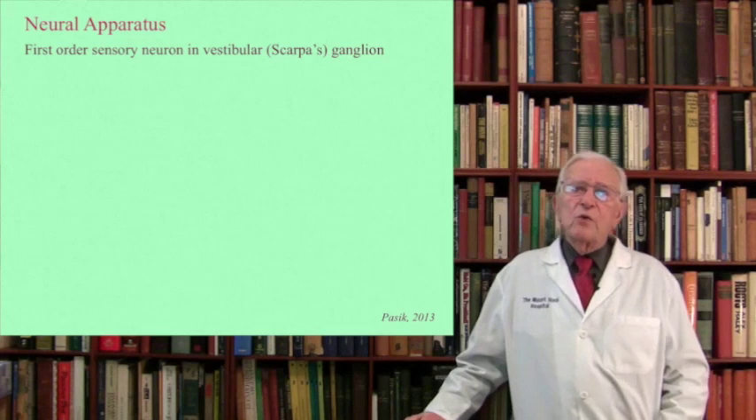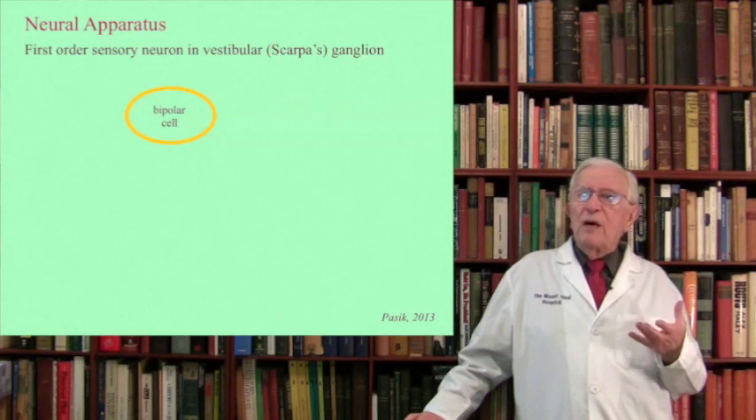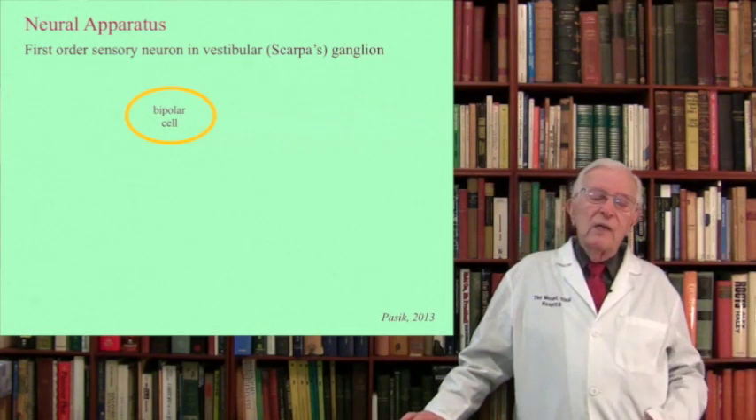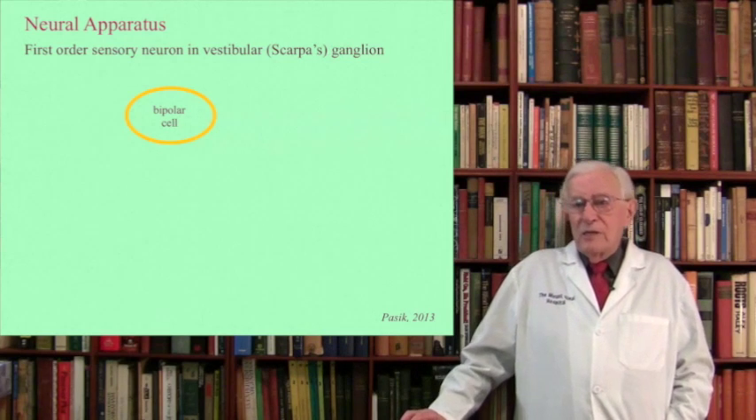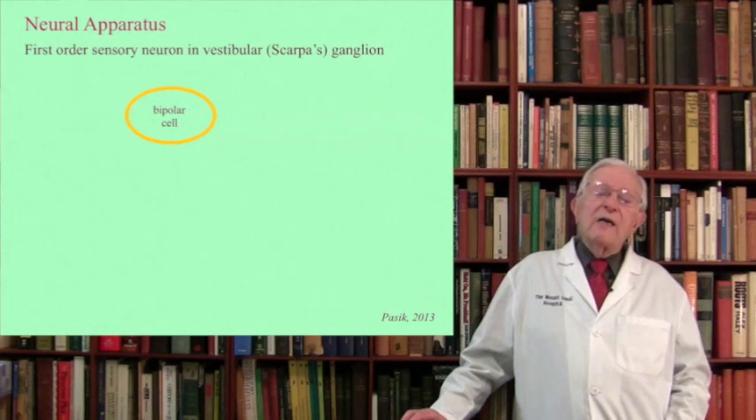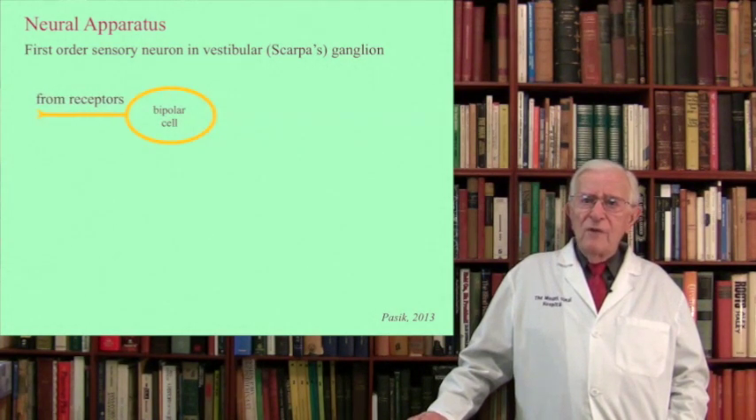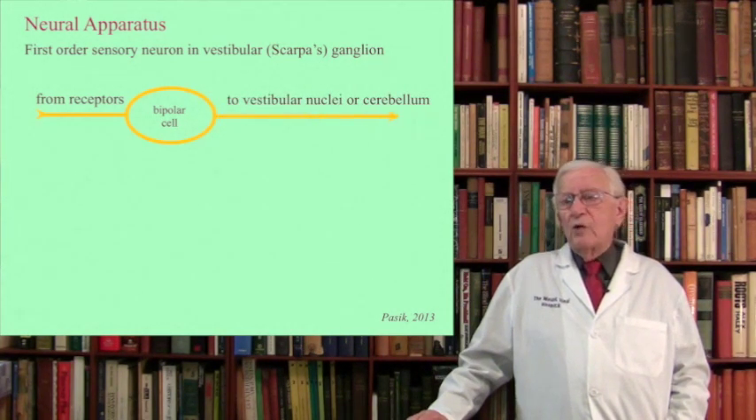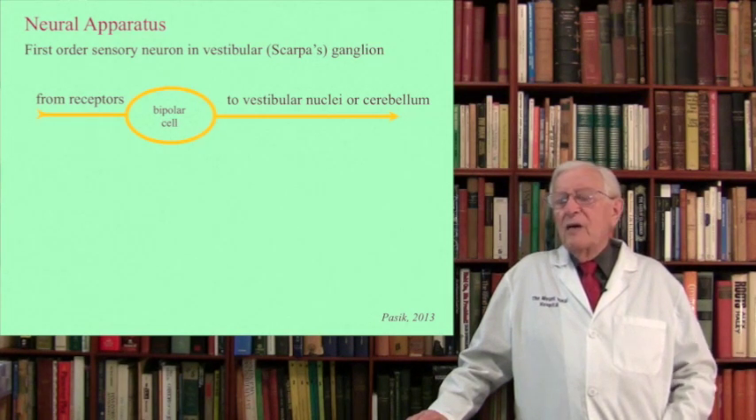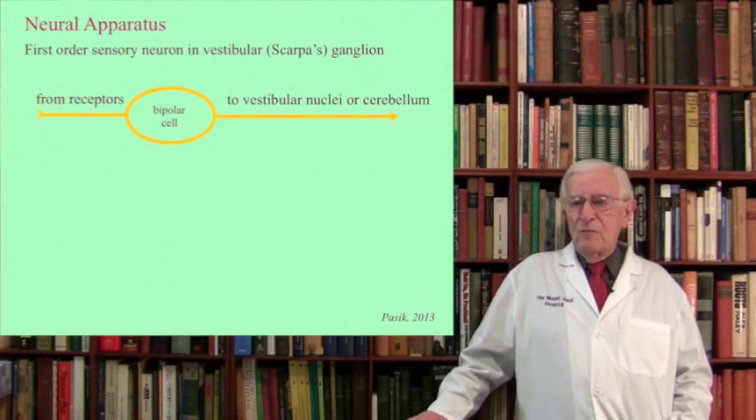So you have the so-called first-order sensory neuron in the vestibular ganglion, which is a thickened part of the vestibular nerve within the internal auditory canal. This ganglion is made of bipolar cells, as opposed to the unipolar cells that we are familiar with from the dorsal root ganglion and the trigeminal ganglion and so forth. So from this bipolar cell, you have part of the fiber that is coming from the receptors, and then that fiber goes to the vestibular nuclei or the cerebellum. Both of these structures are receiving direct input from vestibular fibers.